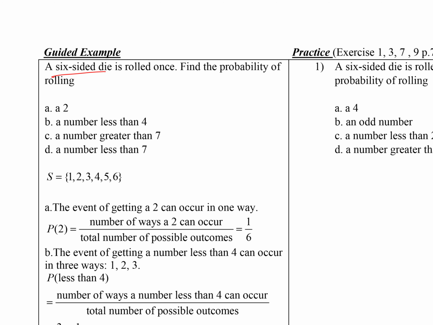And you roll it once. Perfect. What's the probability of landing on 2? Well, let's think about a 6-sided die. What's the sample space? In other words, what are the possible outcomes?